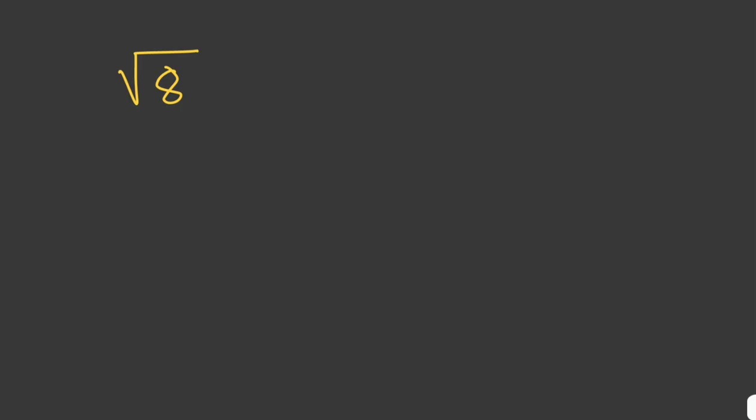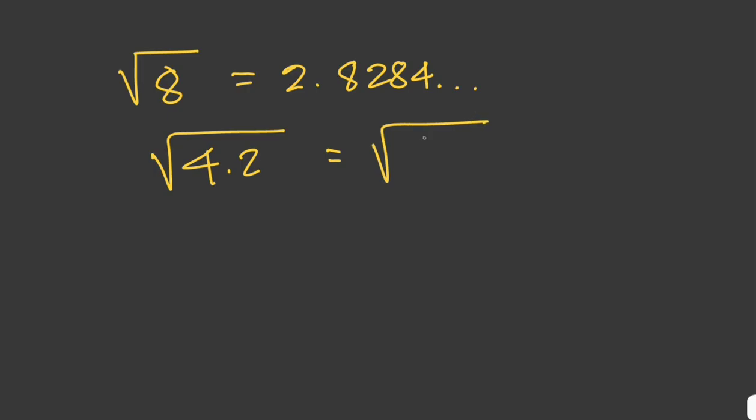There is no whole number that can be multiplied by itself to equal 8, because the square root of 8 is 2.828, and so on. We can write the square root of 8 as the square root of 4 times 2, and 4 is a perfect square because we can write 4 as 2 squared. Then we can put 2 outside of the radical, but we're left with 2 inside the radical, so it's not a perfect square.